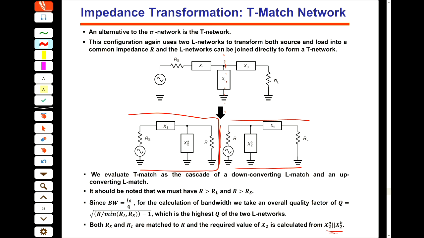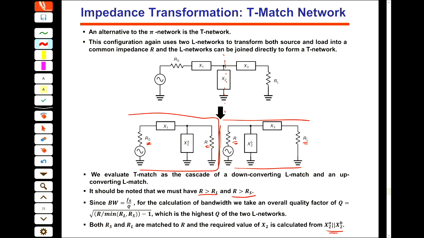In this situation, this circuit is an up conversion circuit. So this R should be greater than RL. And this circuit is a down conversion circuit. So this R should be greater than RS. Again, we should have R both greater than RL and RS. So the criteria of selecting R is the same.